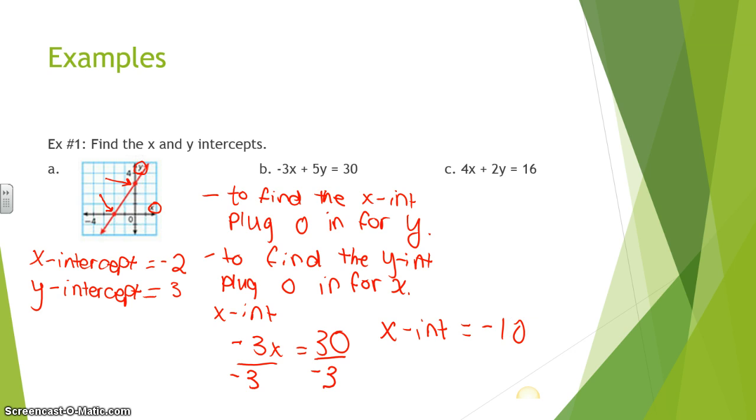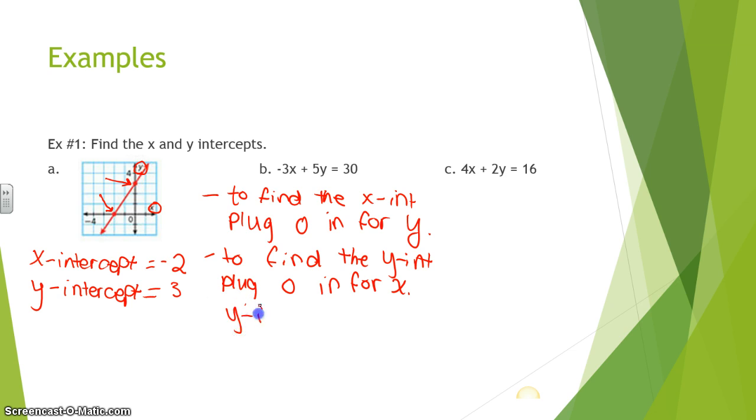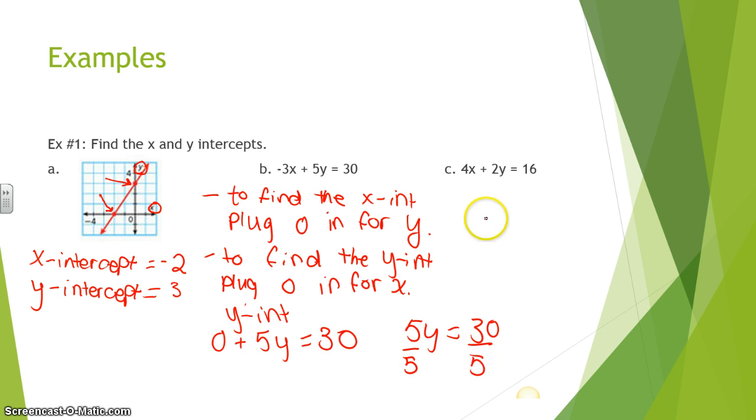Now let's find my y-intercept. To find my y-intercept, I'm going to plug in 0 for the x. So I have 0 plus 5y equals 30. Another way to think of this is just 5y equals 30. Divide by 5 on each side. So my y-intercept, or my y, equals 30 divided by 5, which is 6.